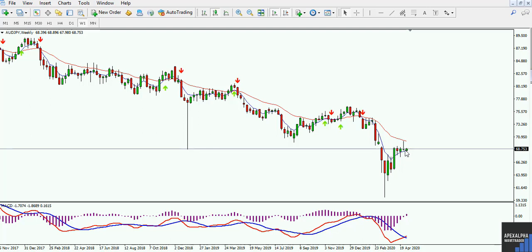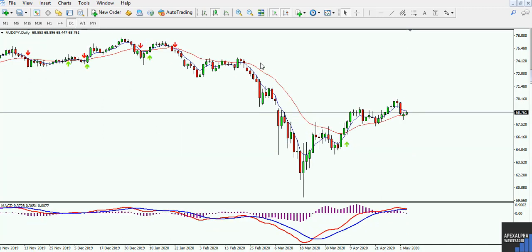So after this reversal candle here, this is where the market is right now. We are in a sideways situation. Go to the daily, we are still in a sideways situation. We have what looks like negative divergence here. So we'll see what happens based on if we can get a cross.